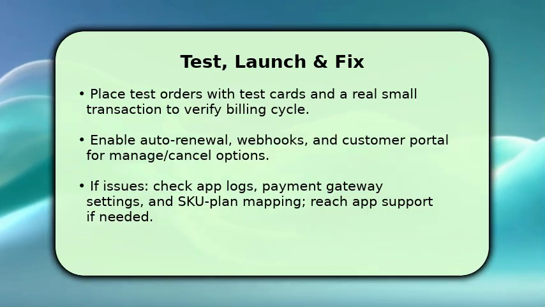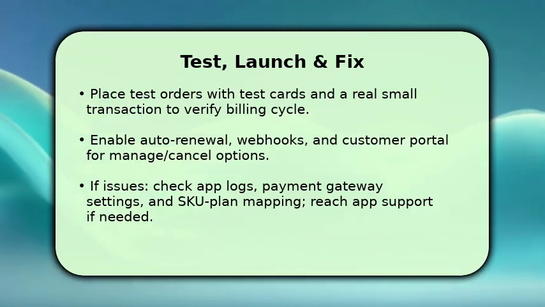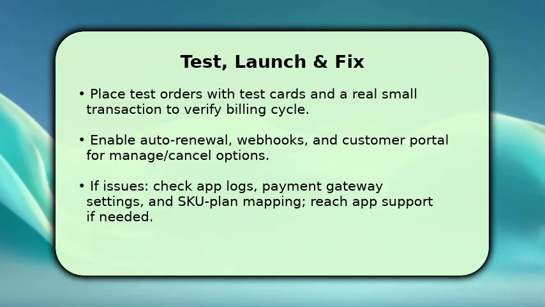If something goes wrong, first check the app logs, webhook delivery, and that the SKU plan mapping is correct, because most failures are configuration errors. If that doesn't resolve it, contact the app's support for targeted troubleshooting and restore service quickly.